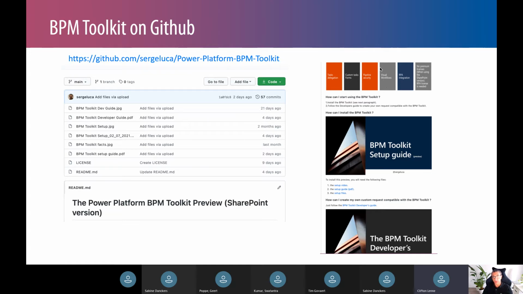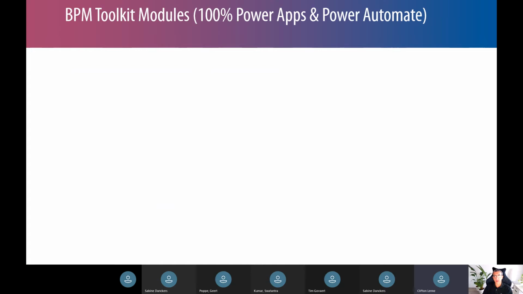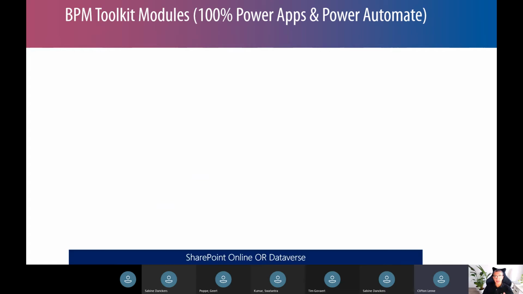So I'm working on the new deployment process. So you can get a setup guide, you can get a developer guide on GitHub. You will see how to deploy or to use it. It's 100% written with the Power Platform. I've learned a lot of best practices by writing this BPM Toolkit. So the modules of this toolkit are the following. At the moment, it's based on SharePoint.